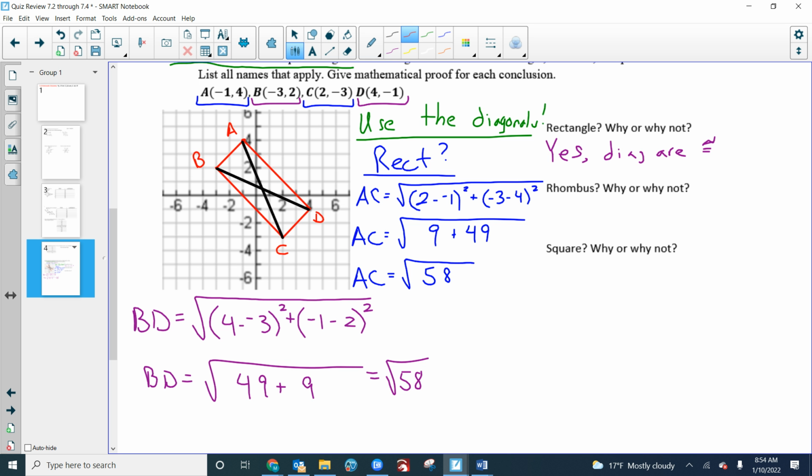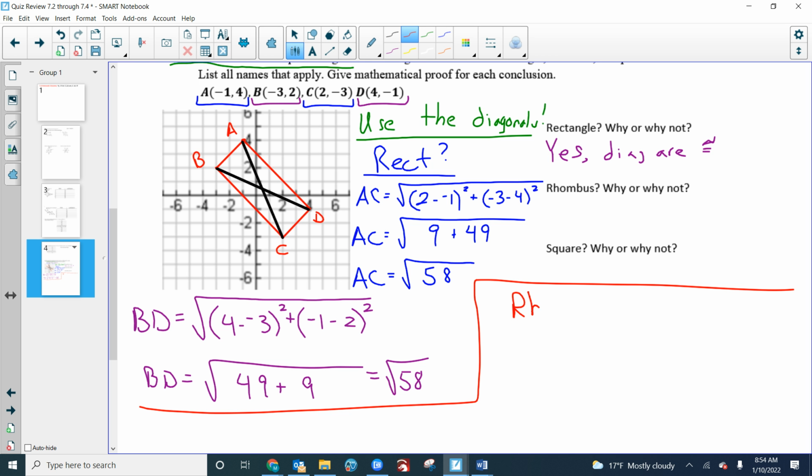Next, is it a rhombus? So that was the work for rectangle. Now the work for a rhombus. Do you remember how a rhombus inherited the 4 properties of the parallelogram? It has a couple new ones though. Its diagonals don't just bisect each other, they're also perpendicular, and the diagonals bisect opposite angles. Good, right?